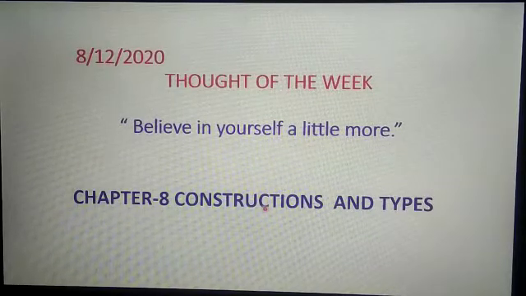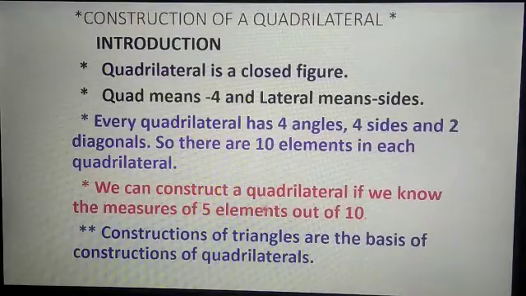Now the next part, the main part of this chapter, is construction of a quadrilateral. So first of all, let's see what a quadrilateral is. Quadrilateral is a closed figure. Quad means 4 and lateral means side. This you know. Every quadrilateral has 4 angles, 4 sides and 2 diagonals. This includes 10 elements. So there are 10 elements in each quadrilateral.